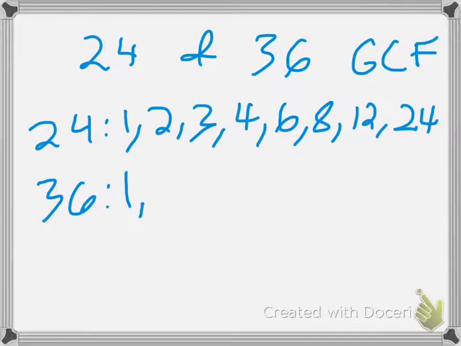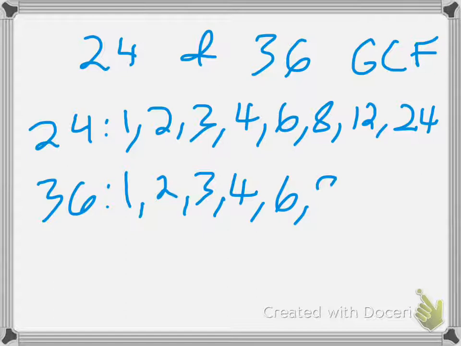So factors of 36, I have 1, 2, 3, 4, 6, no 8 this time, but I have 9, and I have 12, 18, and 36. Okay. Now I compare the two, and I can see which ones I have in common.